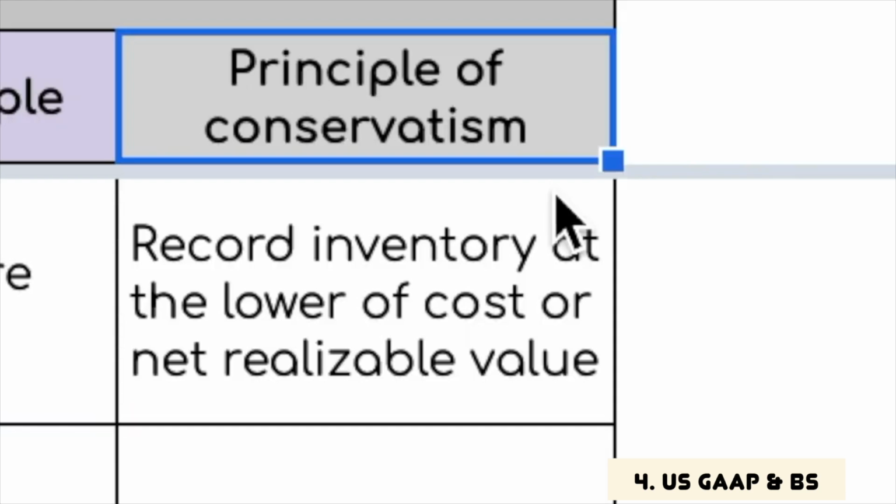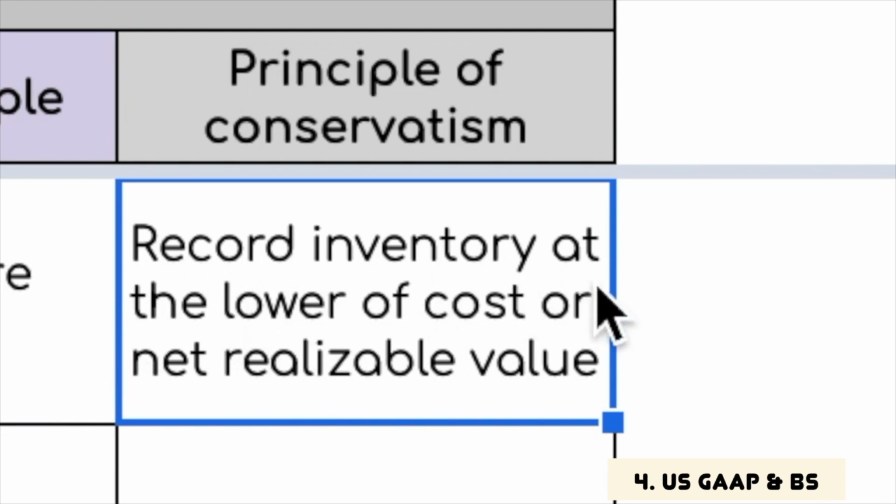And then the principle of conservatism, the way that applies to inventory is that you record inventory at the lower of cost or net realizable value. And what that means is that when you buy inventory, you record the cost, whatever you bought it at from the vendor. But then as time goes by, if the value goes down dramatically, for example, if you buy it at $100 per item, and then suddenly you can only sell it for $50, you need to be recording it at the lower of cost or net realizable value, right? So this is the principle of conservatism as it applies to inventory.